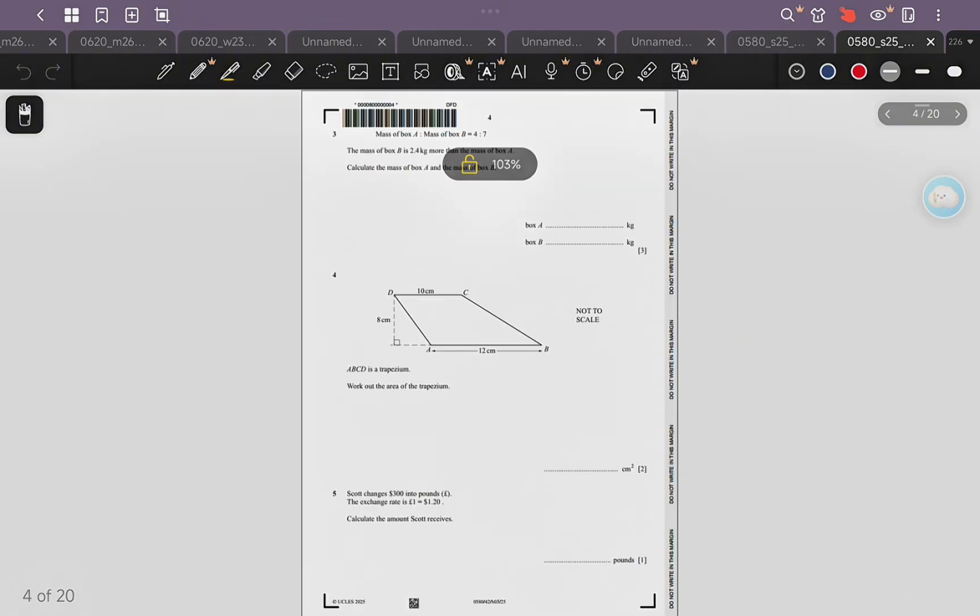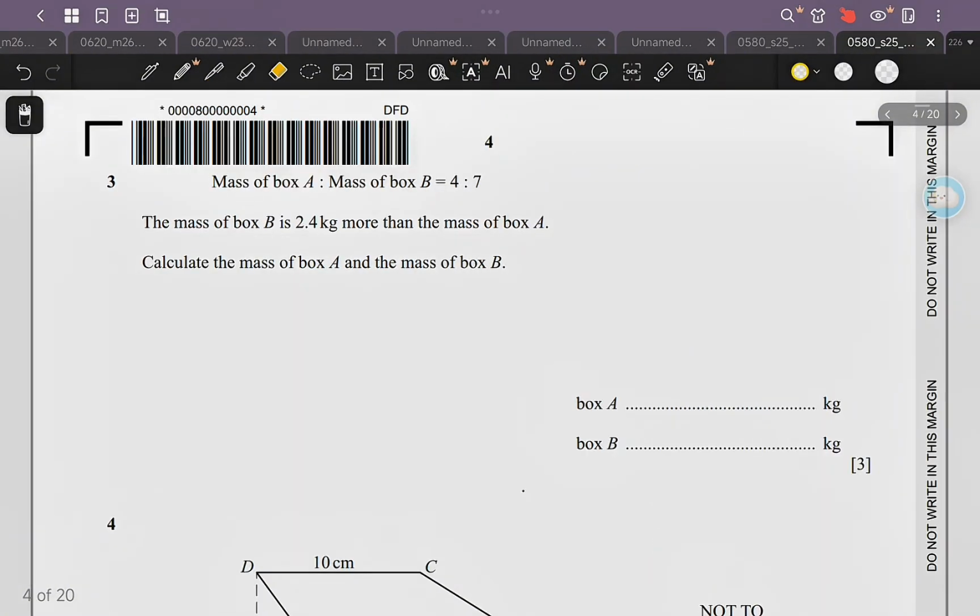Alright, let's move to the next question. The mass of box A to the mass of box B is 4:7. The mass of box B is 2.4 kg more than the mass of box A. Calculate the mass of box A and the mass of box B.